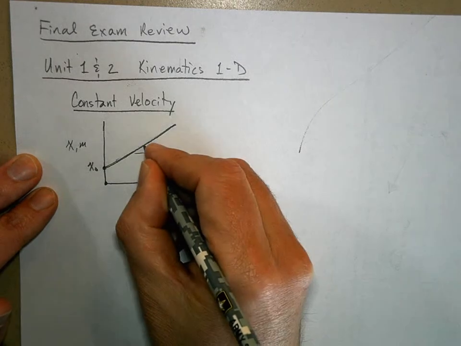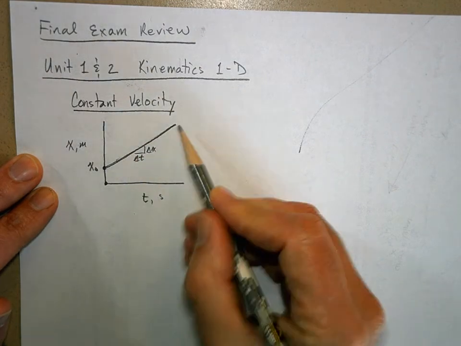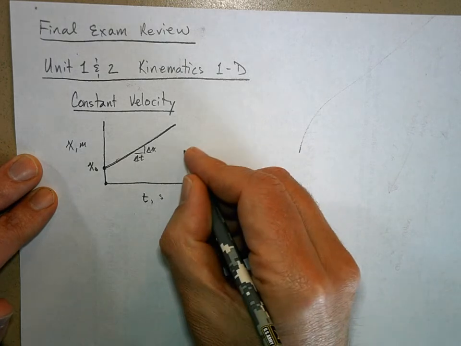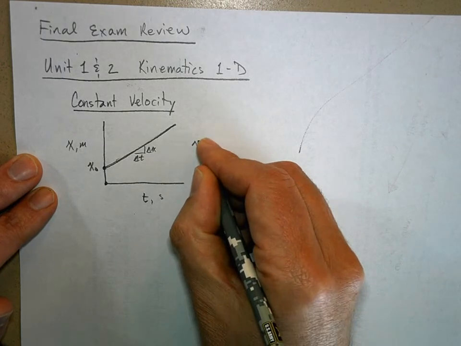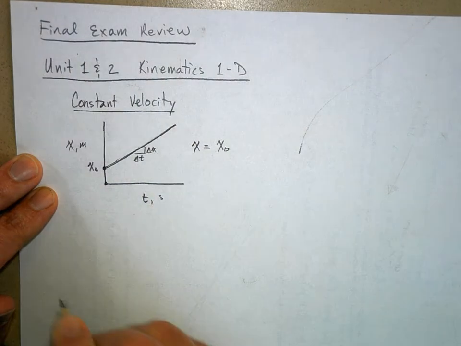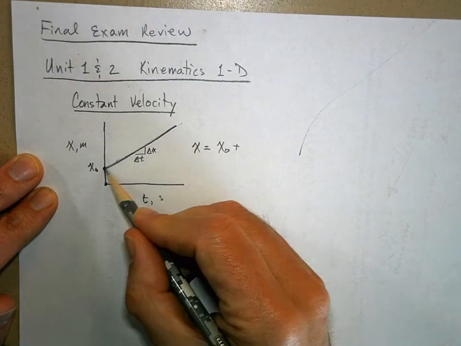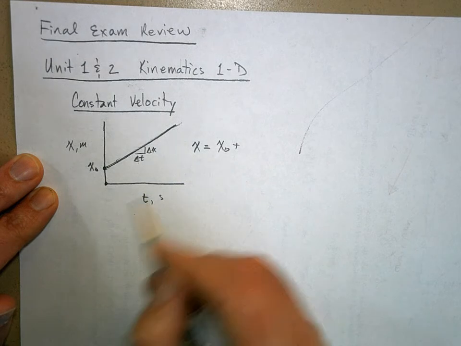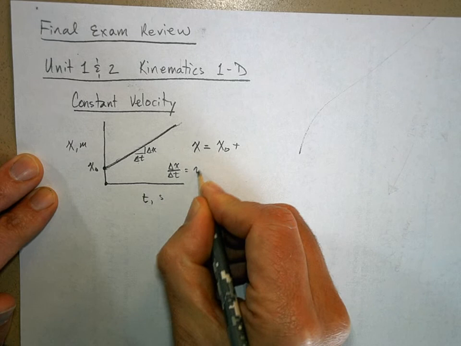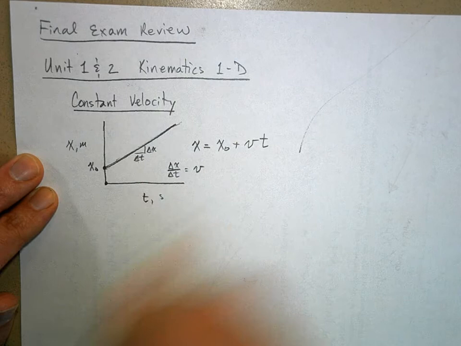And this has a slope, right, of delta x over delta t. And so we created a mathematical model for constant velocity motion, where we said that my final position is equal to my initial position plus the slope, which was delta x over delta t. Well, what was delta x over delta t defined to be? That was my velocity, in this case a constant velocity, times time.